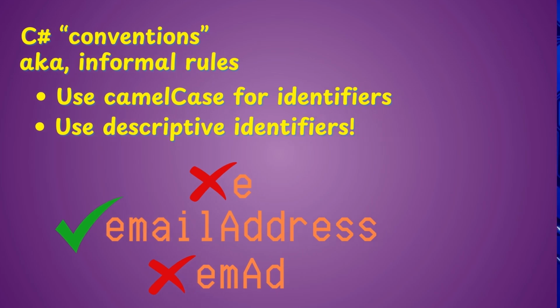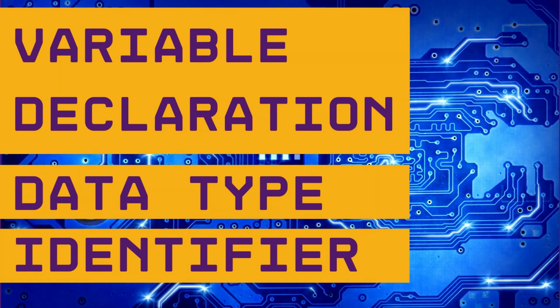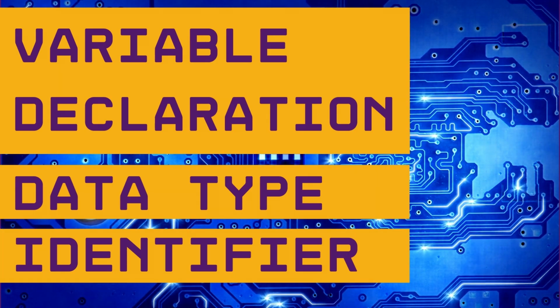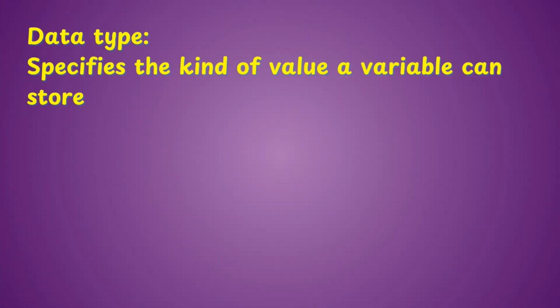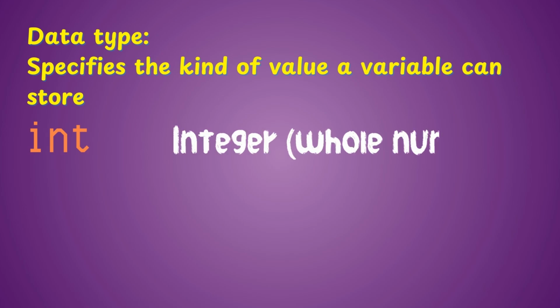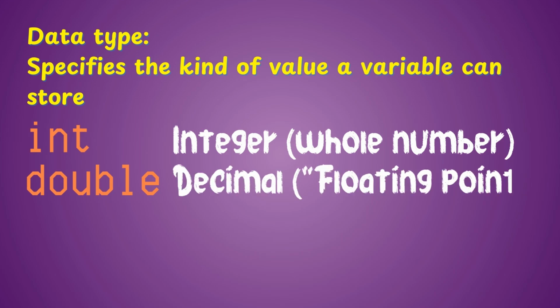In addition to an identifier, the other piece we need in order to declare a variable is a data type. As the name suggests, the data type establishes what type of information the variable will store. For example, if we want to store a whole number, we can use the int data type, which gets its name from the math term integer. For numbers with decimals, we can use double, which is what we call a floating point data type. And when we need to store letters and words, we can use string.